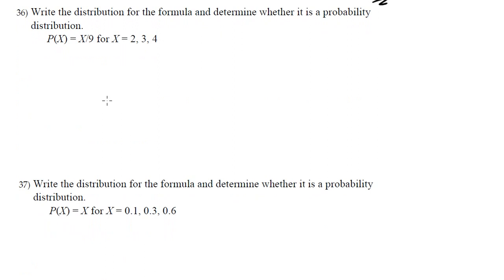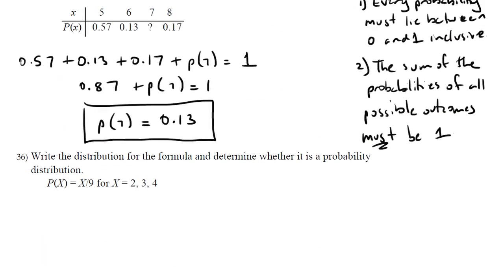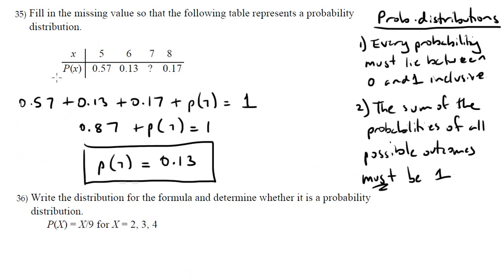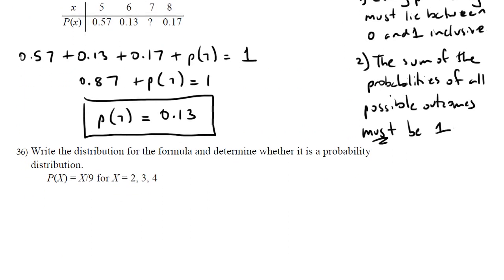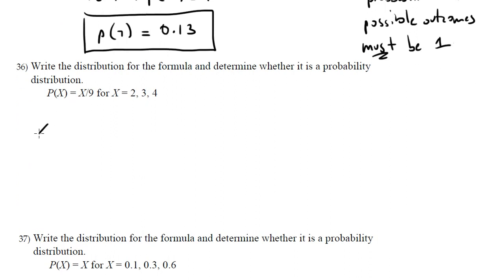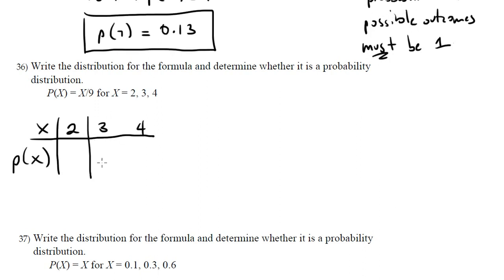For 36, we're following the same idea, but we have to write the distribution. The problem's going to look very similar to this when we're done, but we just have to write this out ourselves. So let's say x, and the probability of x. We've got 3 possible values here, 2, 3, or 4. Probability of 2 is just going to be x over 9, so this is 2 over 9. Probability of 3 would be 3 over 9, just that value over 9. Probability of 4 is 4 over 9.